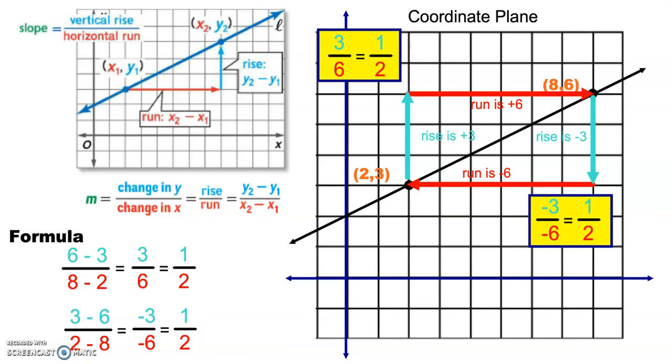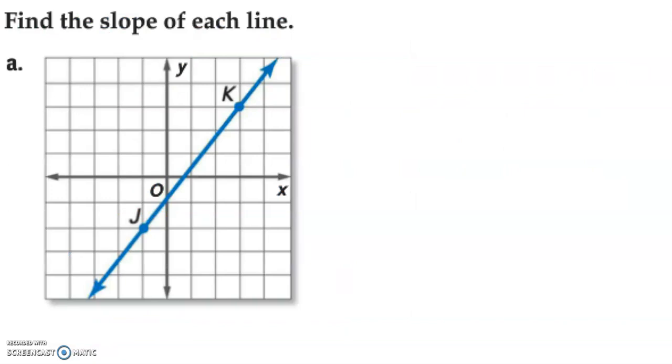All right, let's take a look at another example and calculate that slope. So I have line JK, and I want to find the slope of this line. I know on the graph I can find the rise and the run. So if I start at J, I'm going to rise 1, 2, 3, 4, 5 up. That means that my rise is 5. And I'm going to count over 1, 2, 3, 4, which makes my run a positive 4.